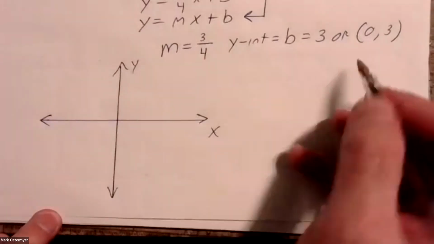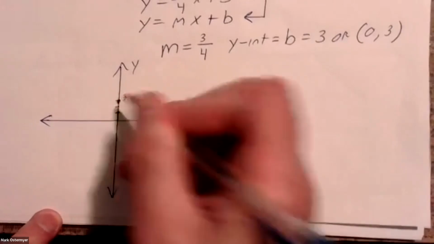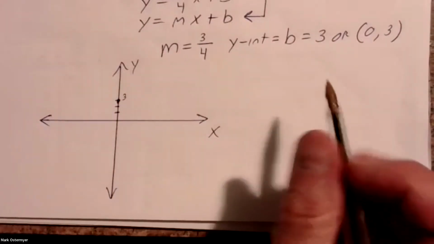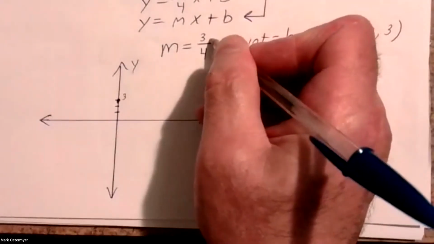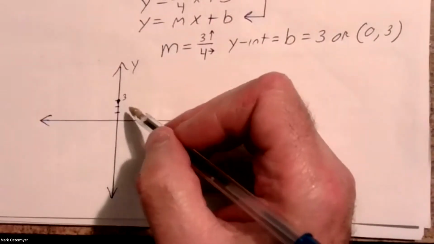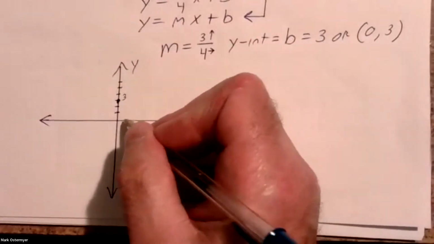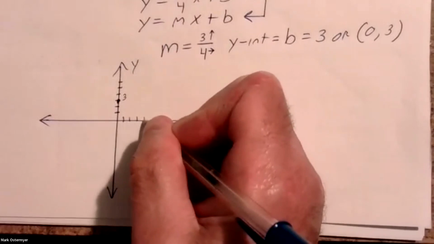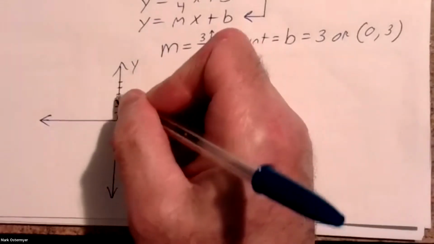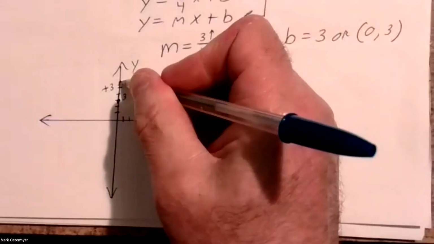All right, first I'm going to plot my y-intercept, which is 3. 1, 2, 3. So right there, here's my y-intercept at (0, 3). Now my slope is 3 over 4. That means I have a rise of 3 and a run of positive 4. So from my y-intercept, I could go up 3 units. So 1, 2, 3, and then I can go 4 to the right. 1, 2, 3, 4. So up 3, and then 4 to the right.